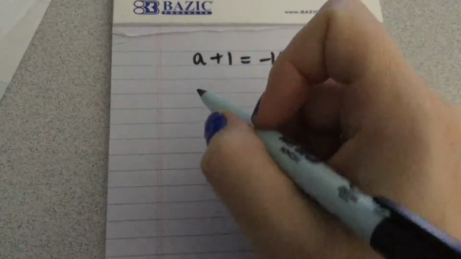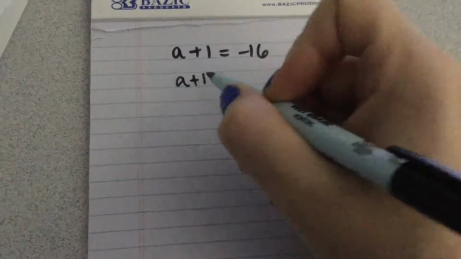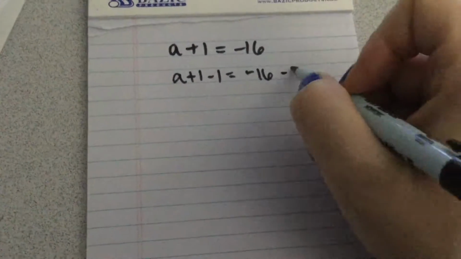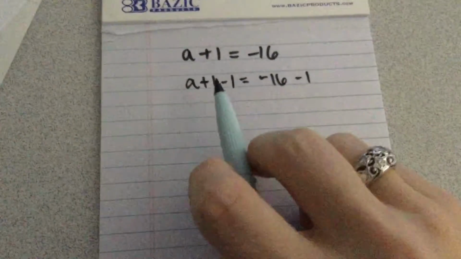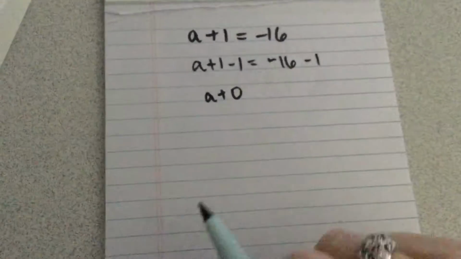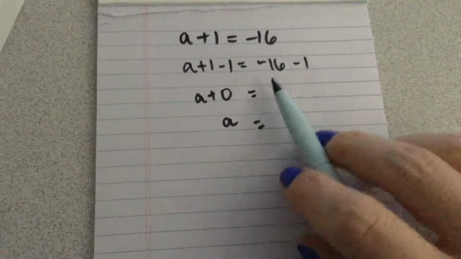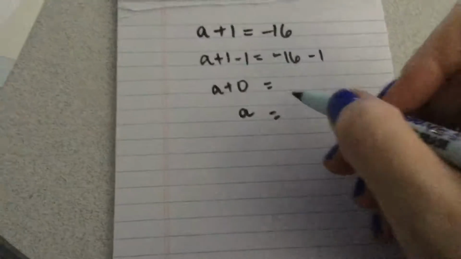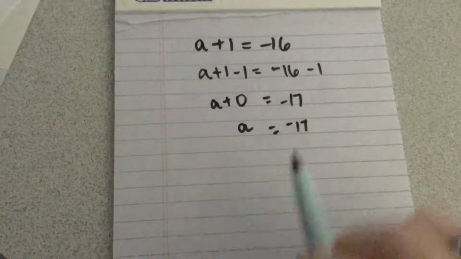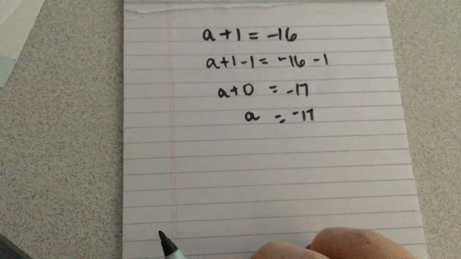So what we're going to do is subtract 1 not only from the left side over here, but also from the right side. Now what happens over here is 1 minus 1 is 0, and A plus 0 is just A. Over here, negative 16 minus 1, that's negative 17, and so A equals negative 17. So that's how I isolated that variable using inverse operations.